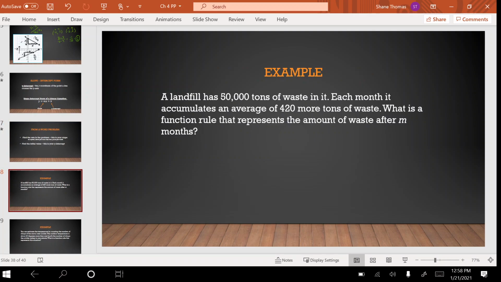Here we go. So a landfill has 50,000 tons of waste in it. Each month it accumulates an average of 420 more tons of waste. What is the function rule that represents the amount of waste after M months?